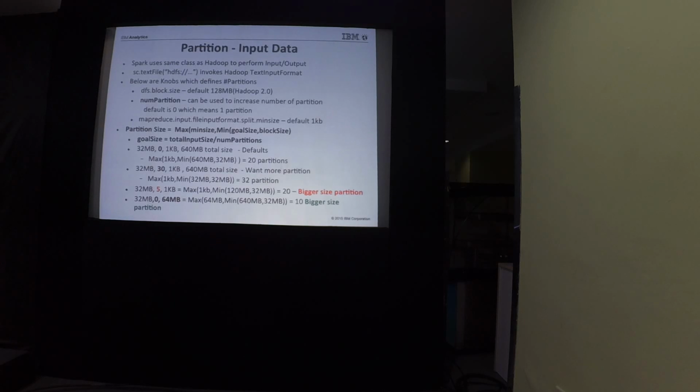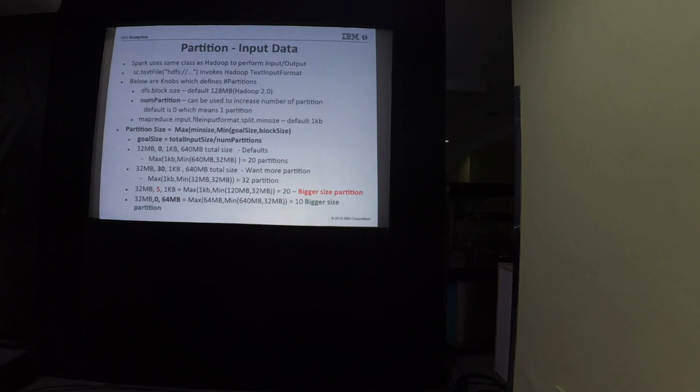The formula is max of 1 KB, followed by... I didn't provide any number of partitions. So my partition size is 640, and 32 MB is the default block size. The minimum of those two, it will go for 32 MB. That will be the partition size, and 640 divided by 32, you will get 20 partitions. You can try this example in a real cluster.